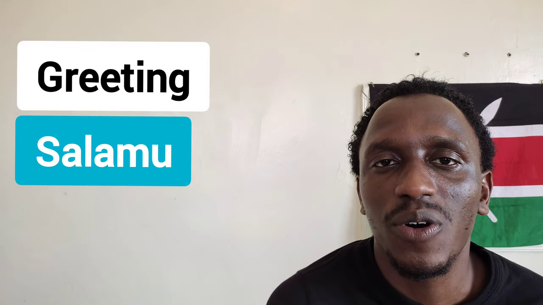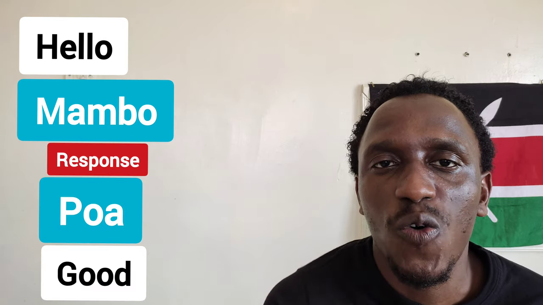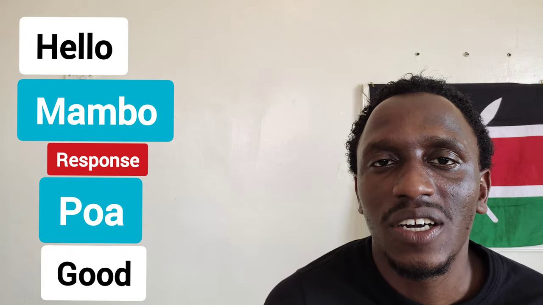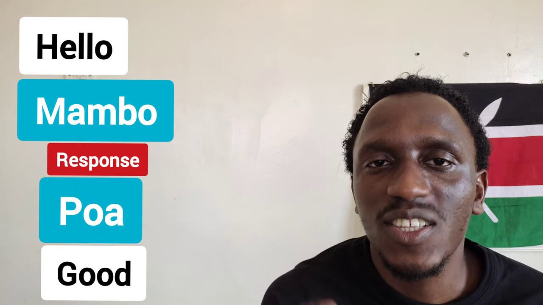So here is a greeting. In Swahili, I told you a greeting is salamu. You can say mambo, which means hello. It is one of the common greetings that you can use to greet a person, especially in Kenya. And they say poa. So mambo means hello, and poa is the response. Poa means good. Iko poa, it's good.